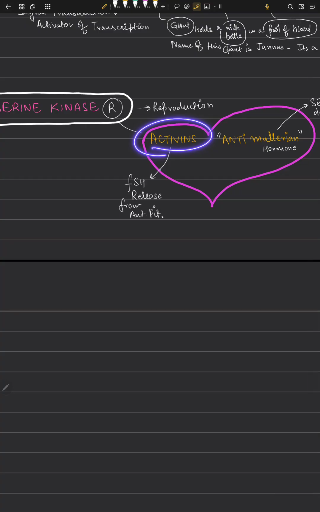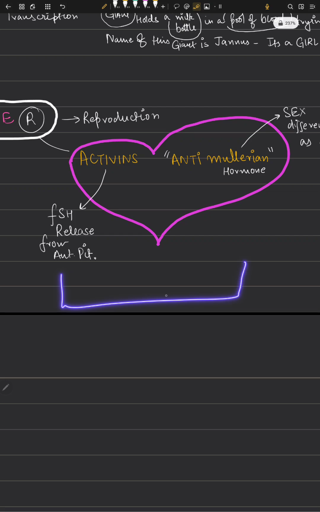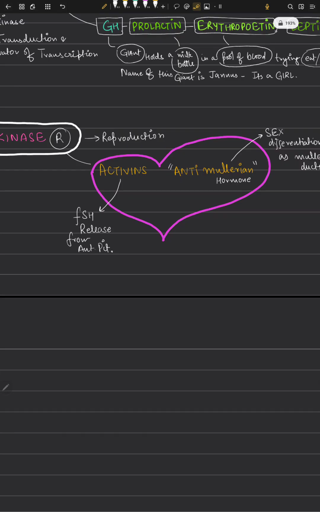Why do we need activins? We need activins to activate FSH release from the anterior pituitary. We need FSH for a good period cycle. FSH is follicle stimulating hormone, so it stimulates the follicle that you have if you are a woman.